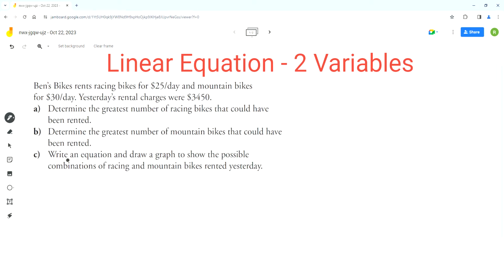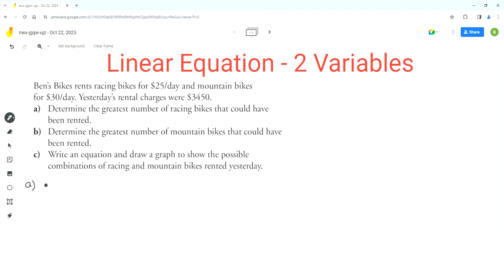Now there are three parts to this problem. In part A, we have to find the greatest number of racing bikes that could have been rented. Now the greatest number of racing bikes will be rented if all the bikes that were rented yesterday were racing bikes. That means no mountain bike was rented yesterday. So all of the money, $3,450, came from renting racing bikes.